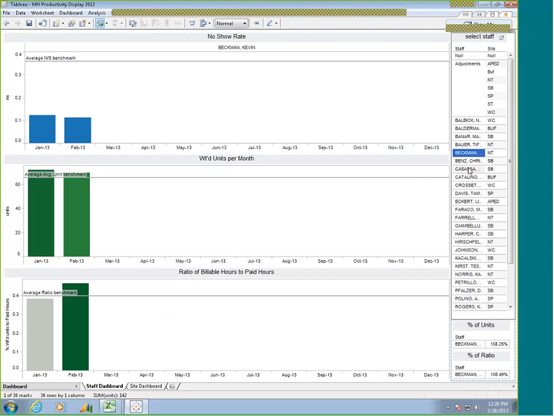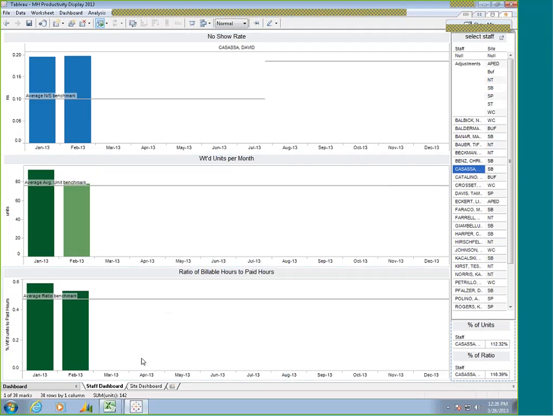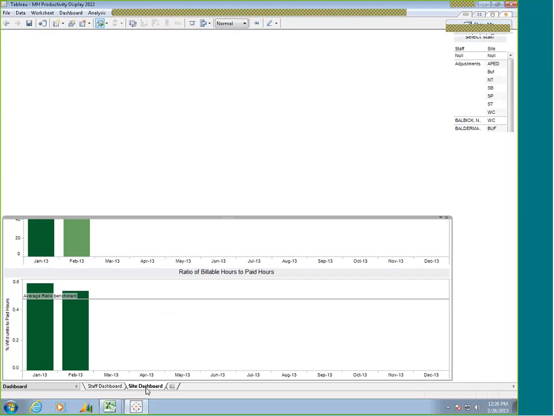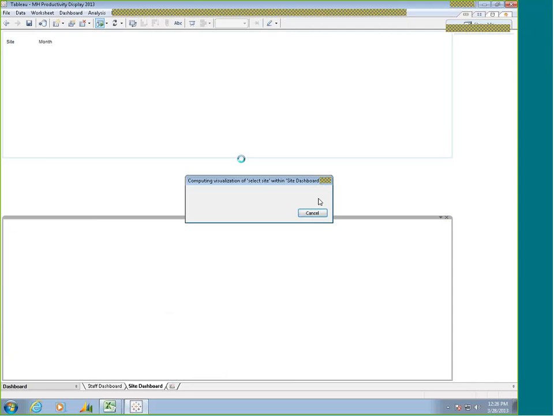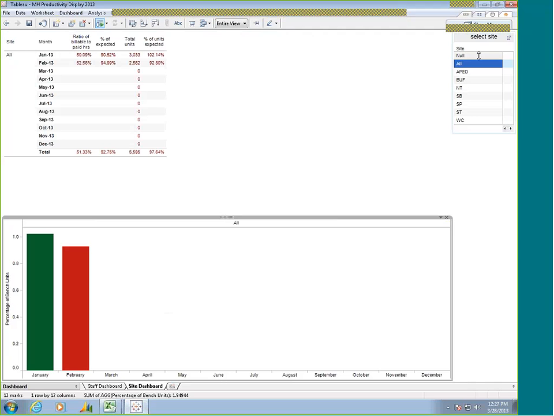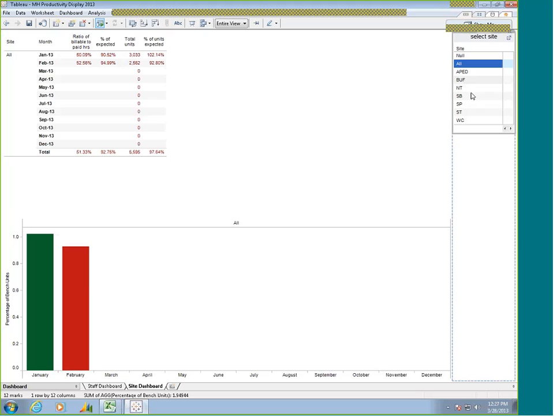I can flip through people. I can flip over and take a look at aggregate data as it relates to individual sites. As you can see, there are fewer days in February, so we generated fewer units of service. It's pretty simple, but we did pretty well in January. I can filter on sites. I can filter, take a look at all.